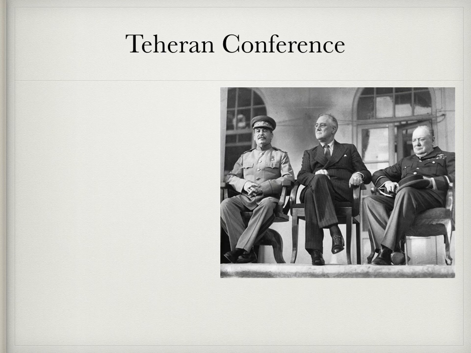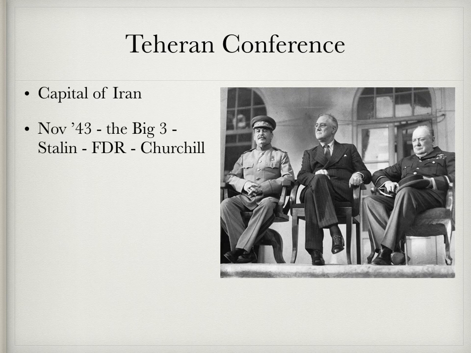In November of 1943, we get the Tehran Conference. Tehran is the capital of Iran. And here we get the big three of Stalin, FDR, and Churchill. You'll notice again FDR in the middle there, a nice buffer between Stalin and Churchill. And this is really the first time these three people actually meet together.